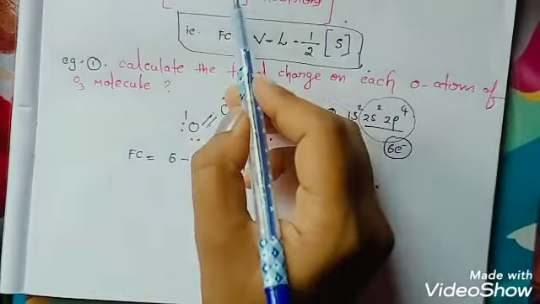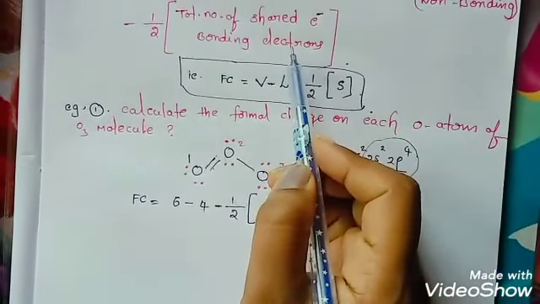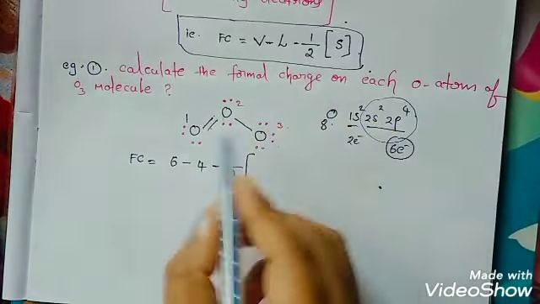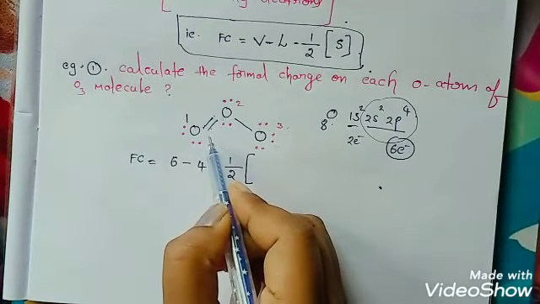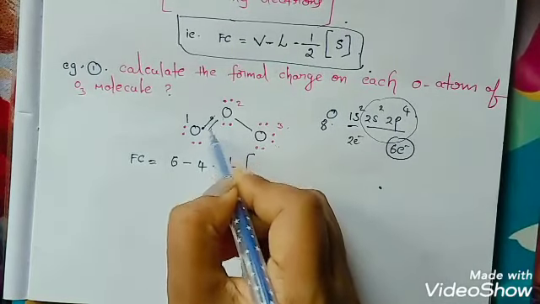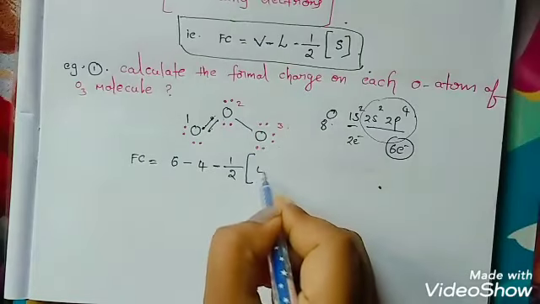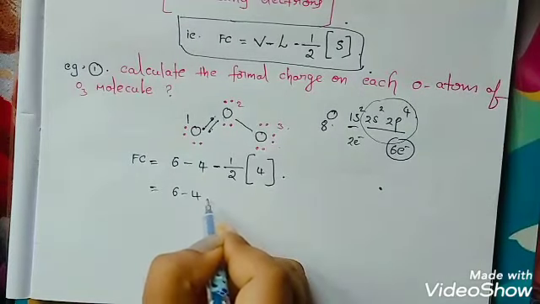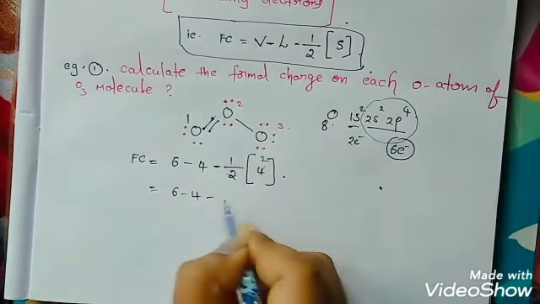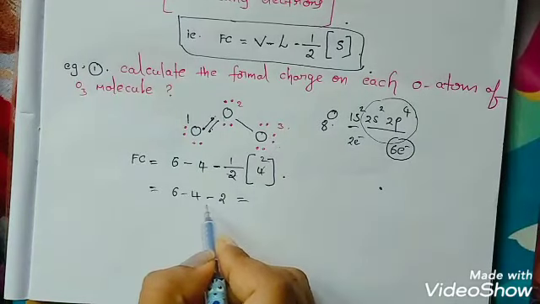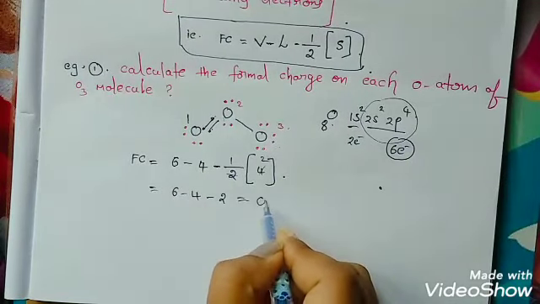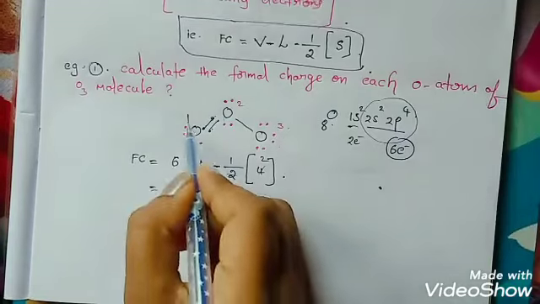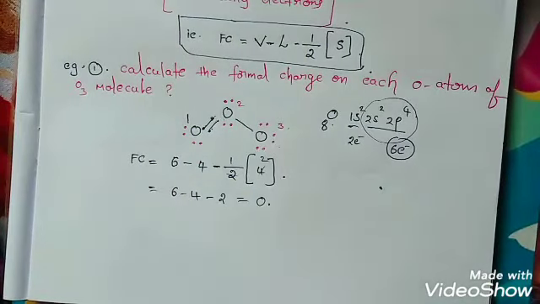What does S mean, students? S means the total number of shared pair of electrons, nothing but bonding electrons. In this structure, how many bonding electrons are there? 1, 2, 3 and 4. So here it is 4. If you simplify this, 6 minus 4 minus half of 4, that is 2. 6 minus 4 minus 2, how much, students? The total is 0. So the formal charge of the first oxygen atom is 0.